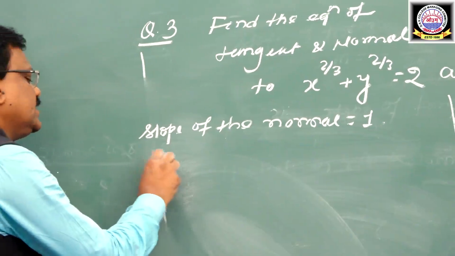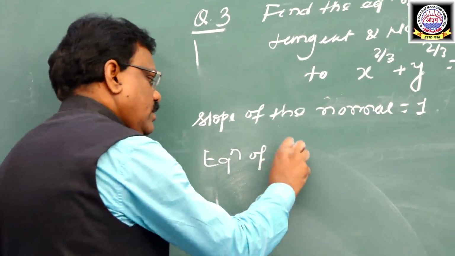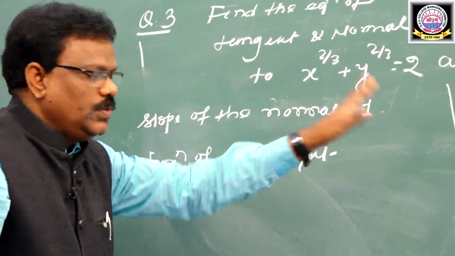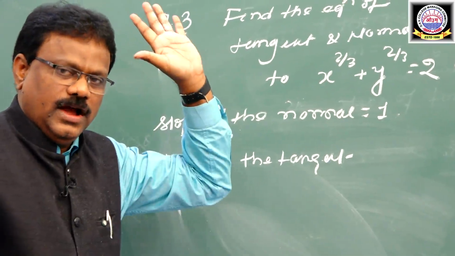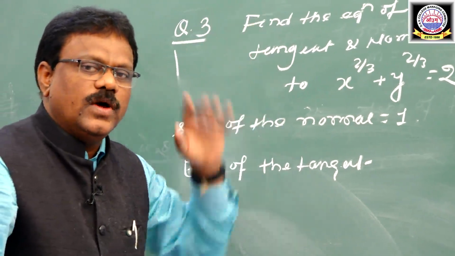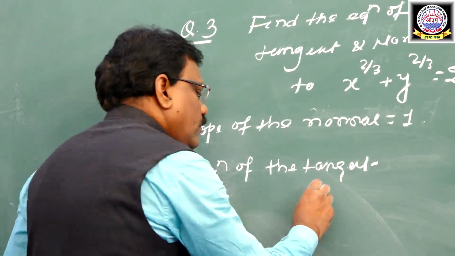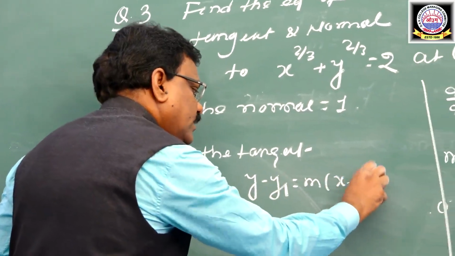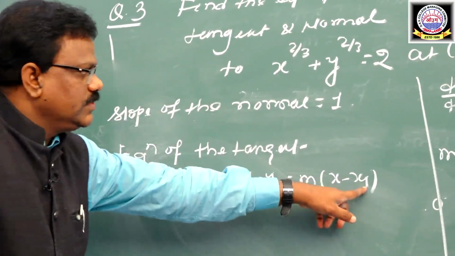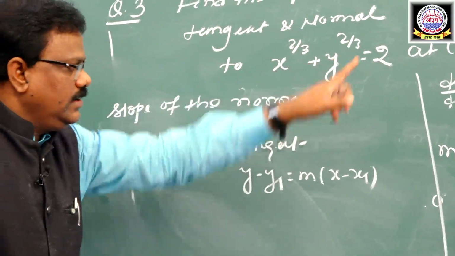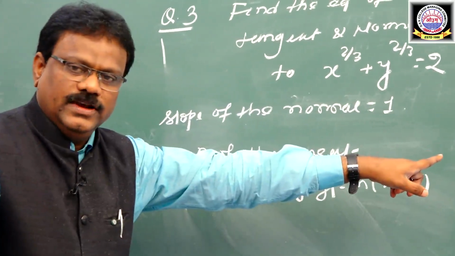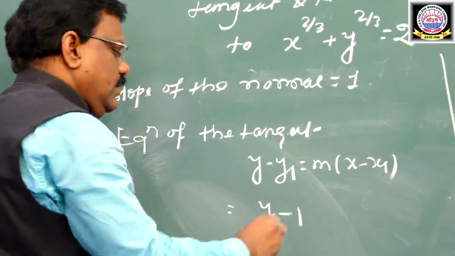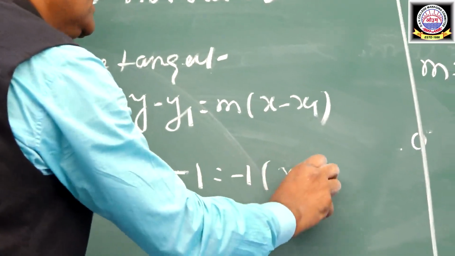Now equation of the tangent, that is passing through the point 1, 1 with the slope minus 1. You just recall how to find the equation of a line using one point form. So one point form, y minus y1 is equal to m into x minus x1. So here x1 is 1 and y1 is 1 and the slope is given minus 1. Putting the values, y minus 1 is equal to minus 1 times x minus 1.